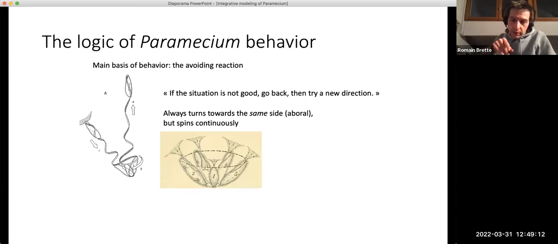And so when they do the avoiding reaction, they change direction randomly, or at least it looks random. In fact, it's rather pseudo-random. It's just that they always turn in the same direction, but because they spin at the same time, it ends up being in a different direction every time.